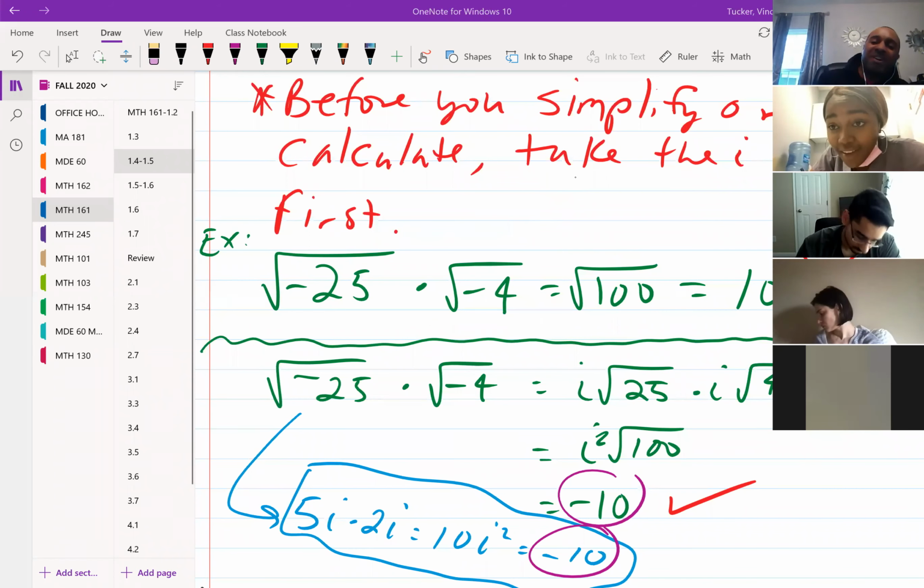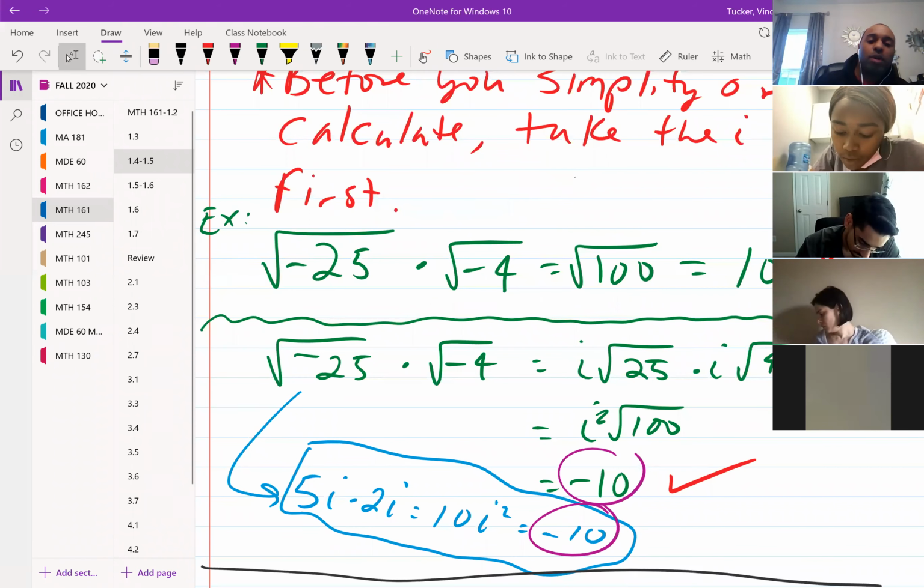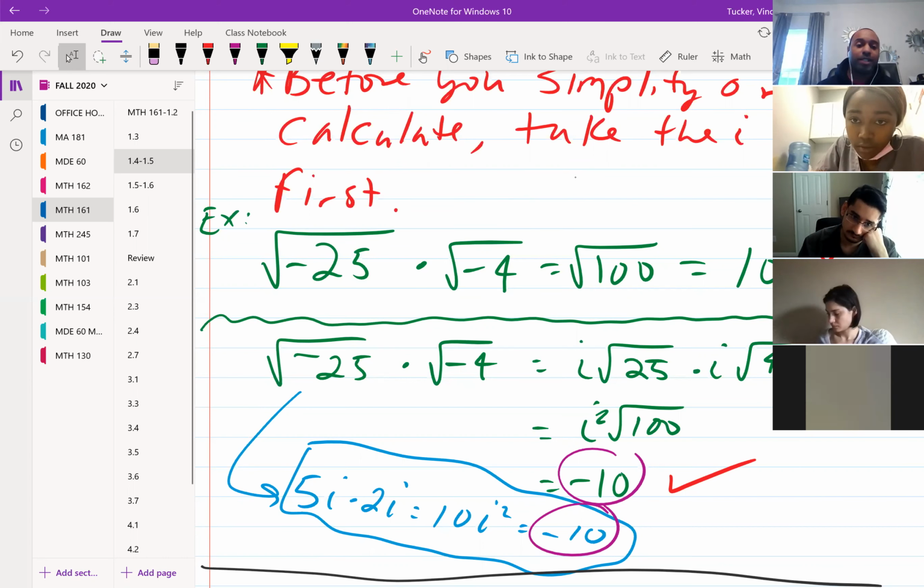So now, looking at that same one, because you can take the square root of 25 evenly and the square root of 4 evenly, you could have broken them all the way down to 5i times 2i. If you decide to do that, 5 times 2 is 10, i times i is i squared, and that still simplifies to -10. But the main thing is that you want to make sure that you recognize the square root of -1, which is i, before you start doing a whole bunch of calculation, because you could lose the fact that you had the square root of -1 in there.